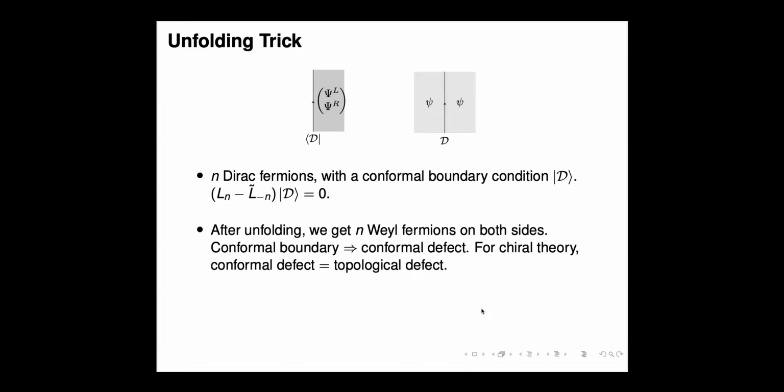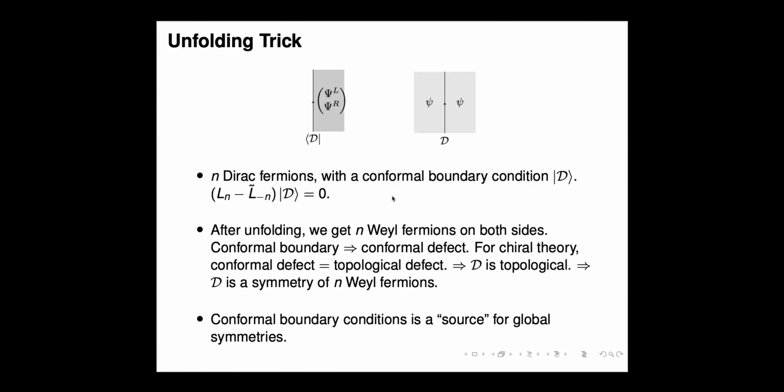But for the chiral theory, the conformal defect is also a... which means that the boundary condition becomes topological. And usually we use a topological defect as a symmetry of the system. So it means that D is a symmetry of the unfolded Dirac fermions. So the slogan here is that the conformal boundary condition should be regarded as a source for the global symmetries.